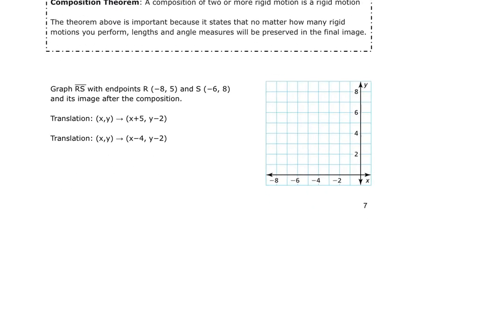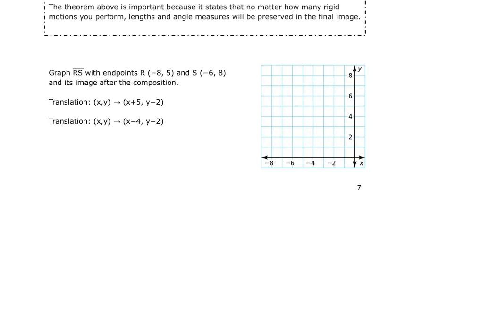All right, so here's what we're going to do. We've done it with triangles, we've done it with a quadrilateral. Now we're doing it with a segment. So we got segment RS. We're going to plot the points -8, 5 and -6, 8. There's R, there's S. We're going to label it R and S.